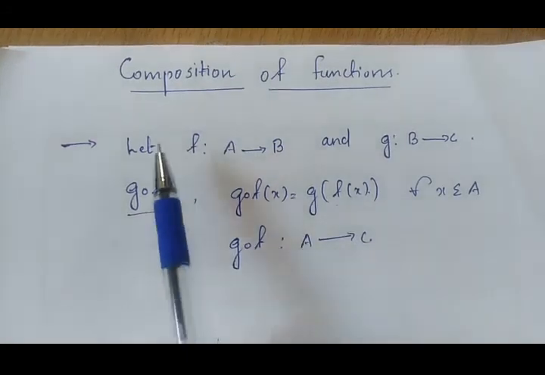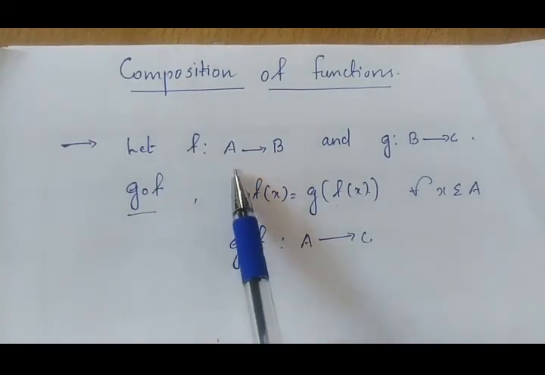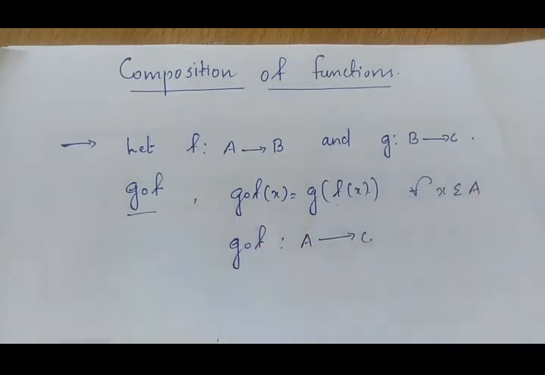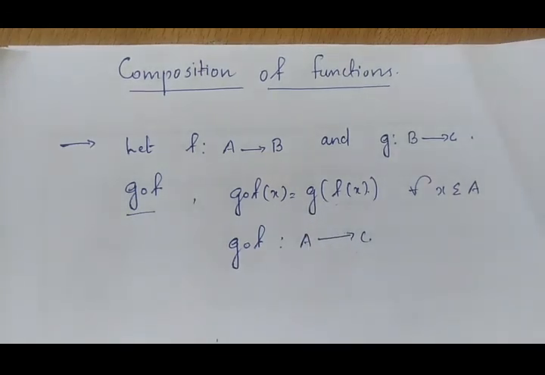Once again, let f be a function defined from A to B and g be a function defined from B to C. Then we can represent the composition as g∘f. (g∘f)(x) is equal to g(f(x)), which is defined as a function from A to C. Okay, let's discuss it through an example.